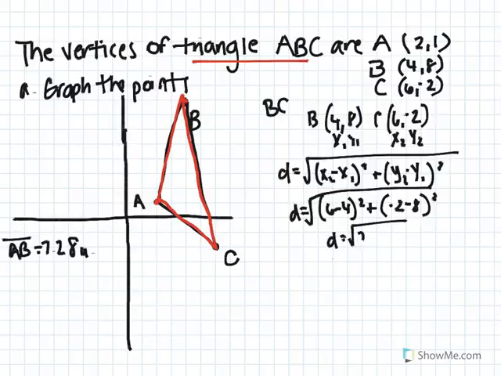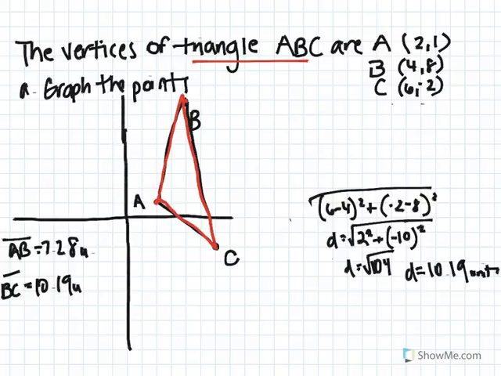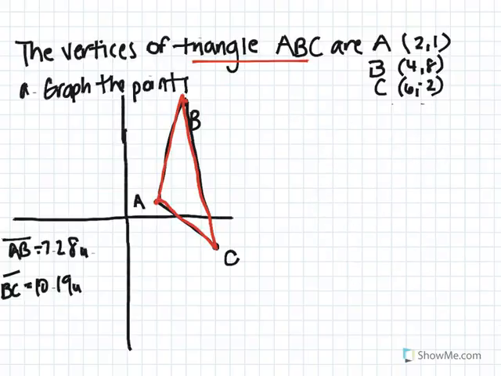Distance equals the square root of 2 squared plus negative 10 squared. Distance equals the square root of 104. Oops. Distance equals 10.19 units. And that is the length of BC. So BC is 10.19 units. I'm going to do that for the third and final side, which is AC.